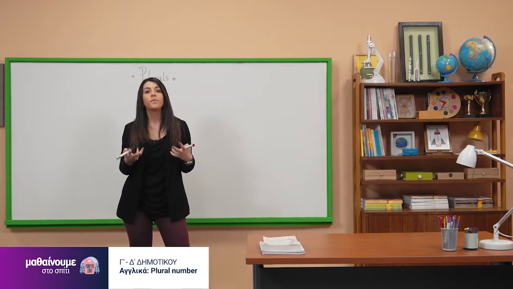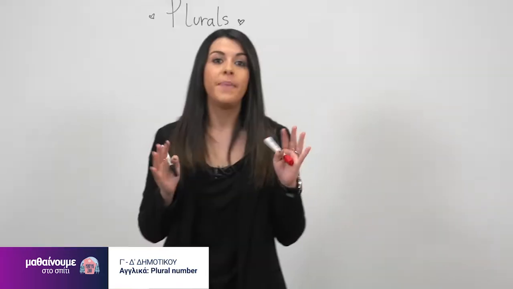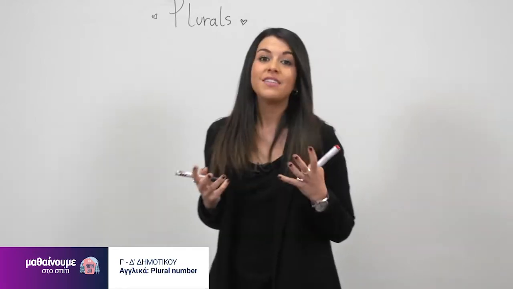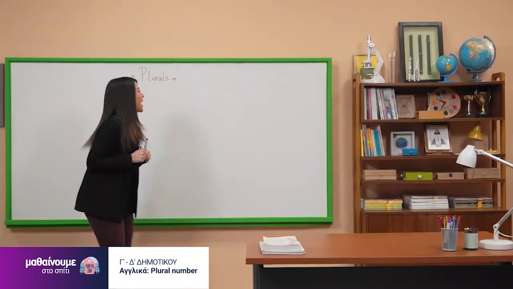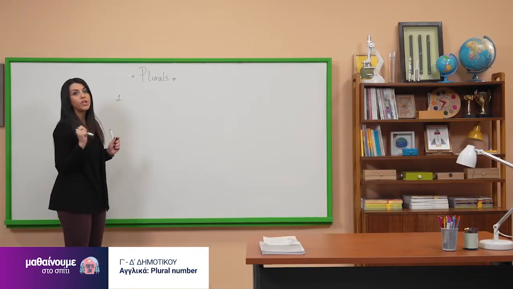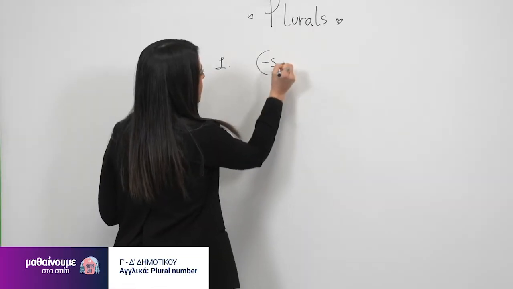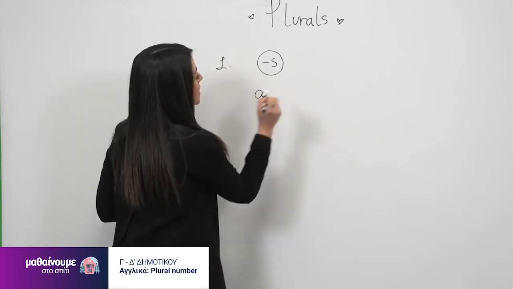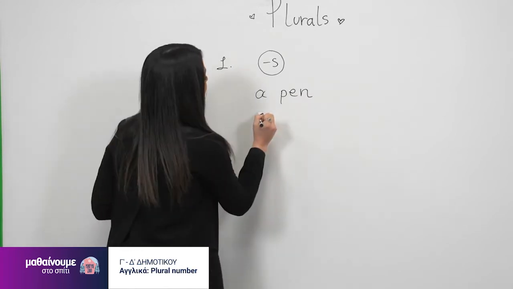So how do we form their plural? Πώς σχηματίζουμε το πληθυντικό? There are 4 basic rules, and then an extra one in the end that you will see. So let's start from the very beginning with the first rule, okay? So I will write it here. Rule number 1. We just add S in the end of the noun. So let's take, for example, a pen. Okay, ένα στυλό. A table.